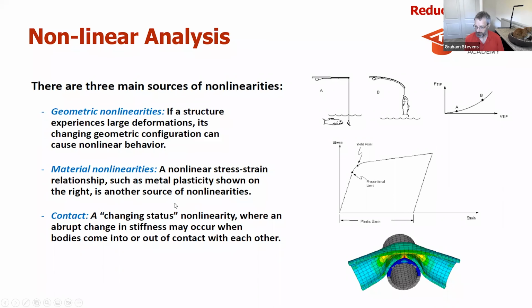Similarly, on the material side, we can have material nonlinearities where you have a nonlinear stress-strain relationship, such as metal plasticity shown here. It could be a BH curve in terms of magnetics. It could be viscoelastic materials or hyperelastic materials that don't exhibit simple linear behavior. This is most of where nonlinearity crops into designs and working with FEA. And then finally, contacts, where you have changing status of a part that is contacting something or not contacting something. That creates an abrupt change in stiffness that occurs when the bodies come into or out of contact with each other, and that is felt as another nonlinearity in terms of analysis.